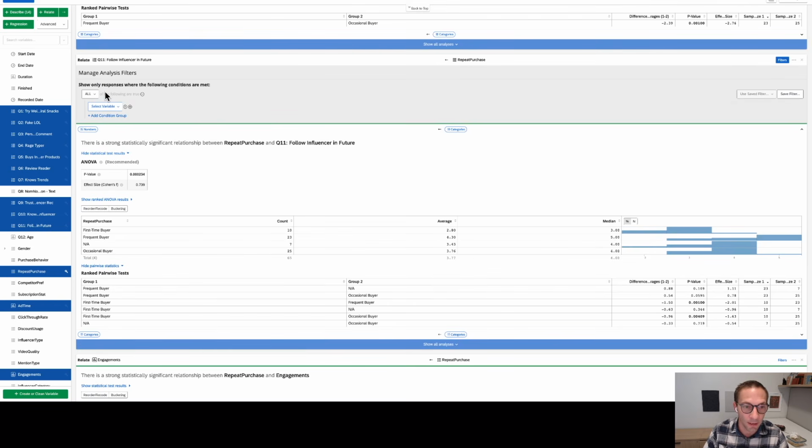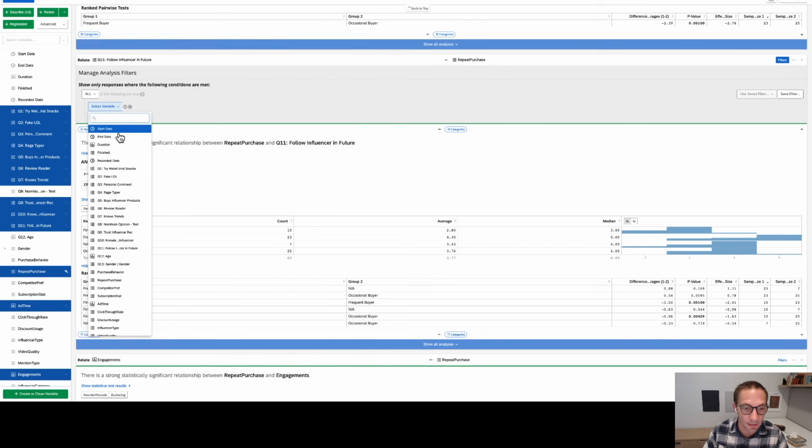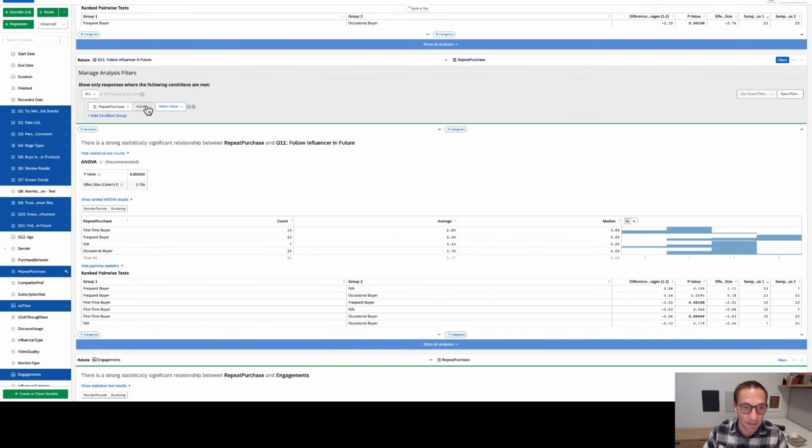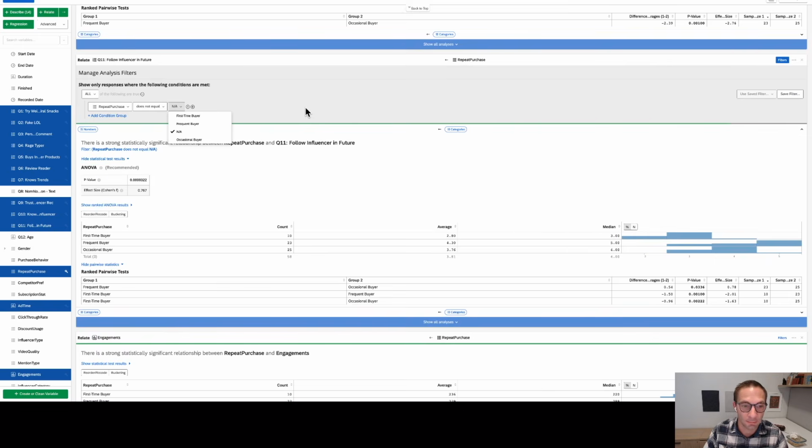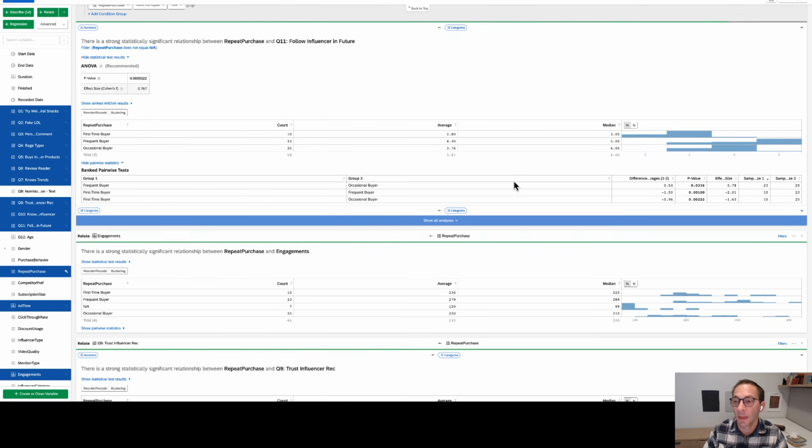So I can run a filter and say, all right, I don't want it to equal NA, so repeat purchase does not equal NA. It's going to rerun that for me. And now I can look at frequent buyer, and does it outperform occasional buyer? Yes. Does frequent buyer outperform first-time buyer? Yes. Okay, so we have a clear winner. Frequent buyer was the highest. They were the most likely to follow an influencer in the future.